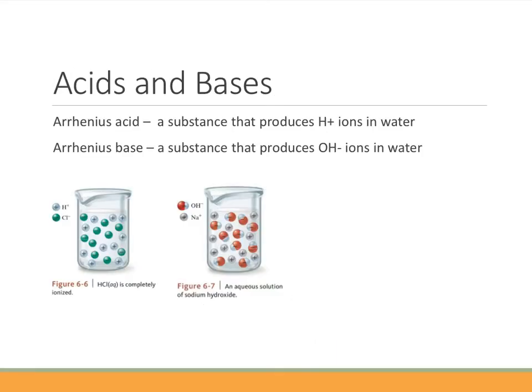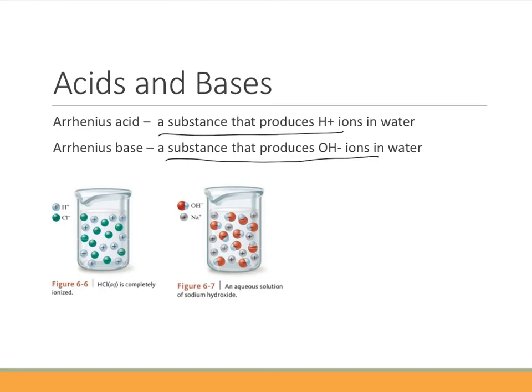Now, we hinted at this with acids and bases. When we talked about nomenclature, we learned what the acids and the bases were and how to recognize them. Now, acids and bases can be defined under several different definitions. In this chapter, we're going to talk about several definitions, but the first one we want to talk about is the Arrhenius definition. Arrhenius was a chemist who worked on electrolyte solutions and developed a theory of acid-base chemistry. He proposed that a substance that produces H plus ions in water is an Arrhenius acid, and a base would be something that produces hydroxide ions in water.